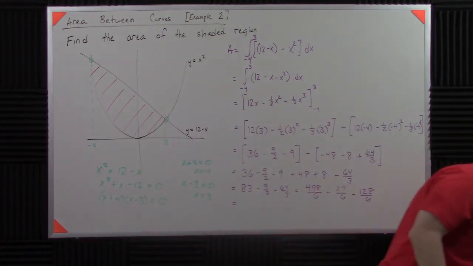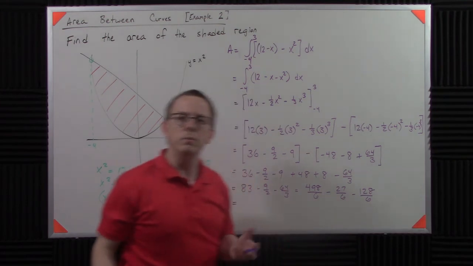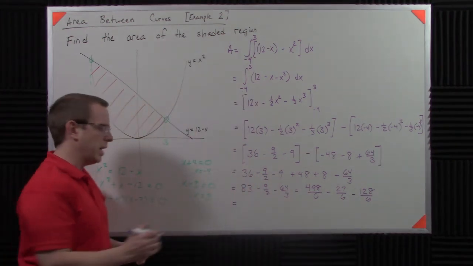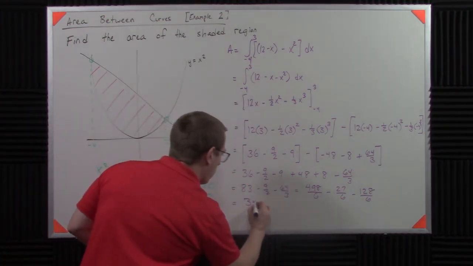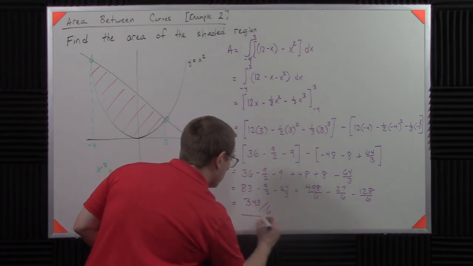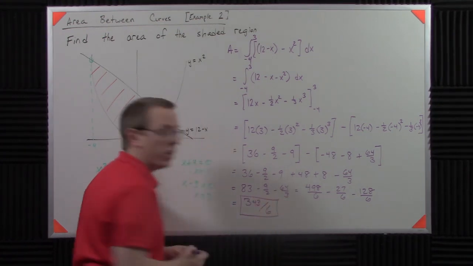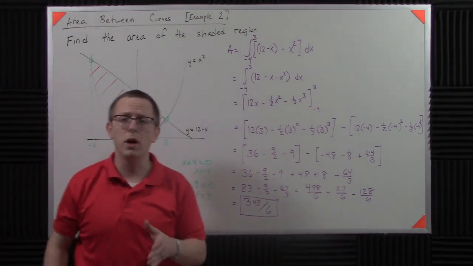Wait, 340, yeah, still right. I'm sorry, I'm second guessing myself here. 343 over 6. All that to get 343 over 6. So that's a lot of work there.